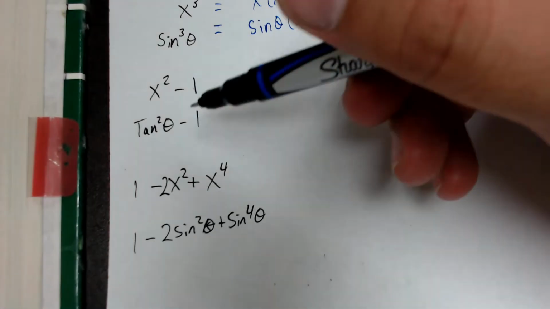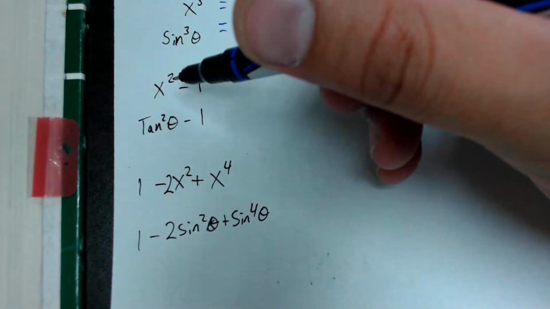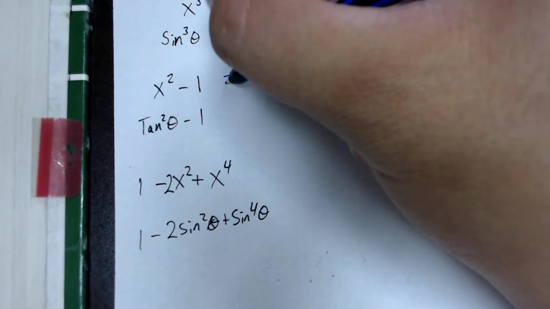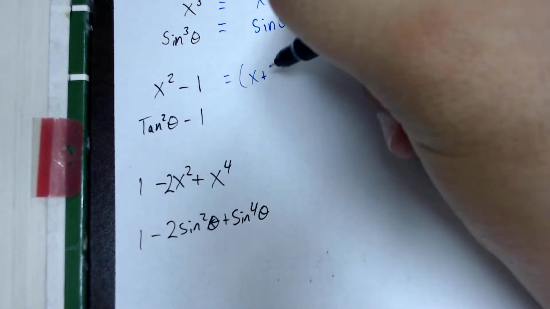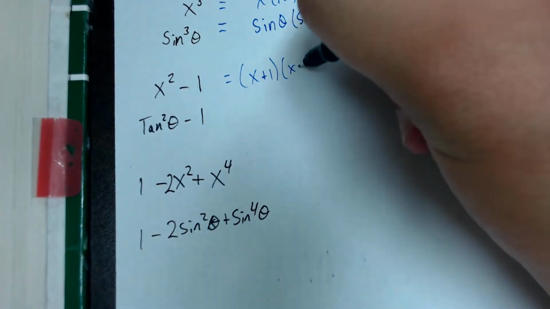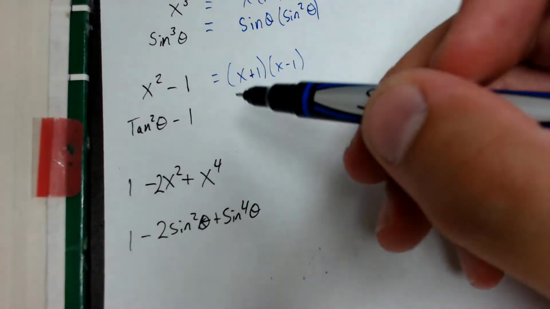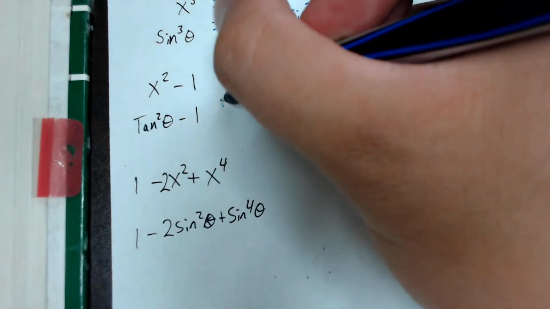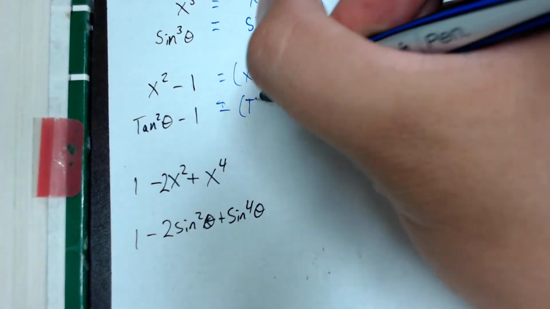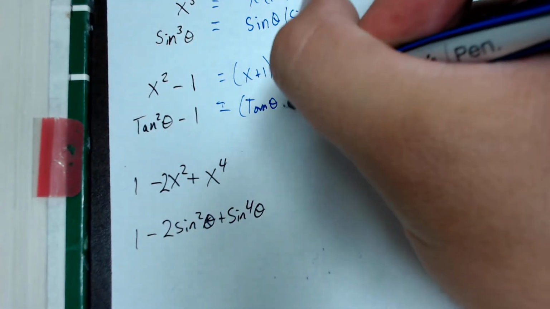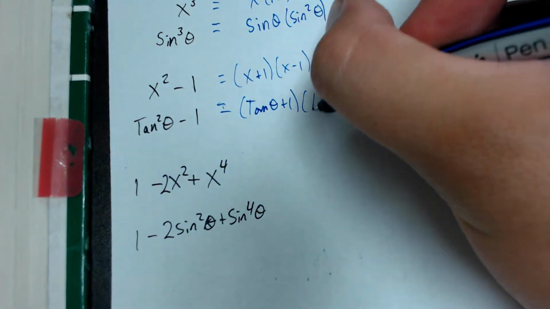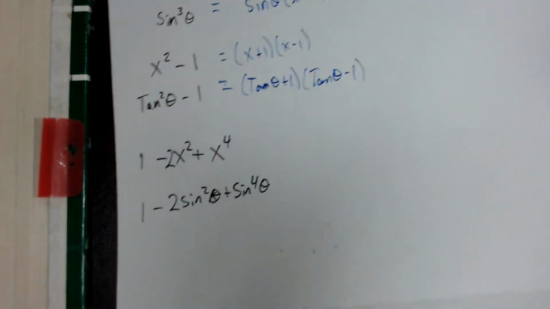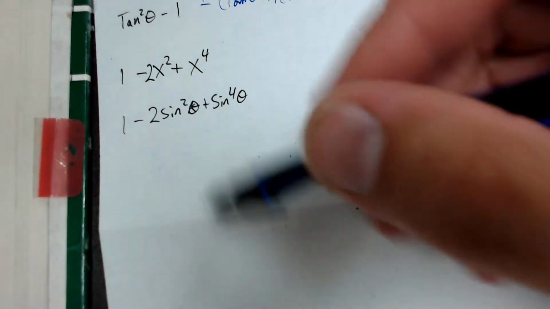Okay, we take the same thing to the difference of squares. So here we have x squared minus 1, both square numbers. The difference of squares would mean that this is going to equal x plus 1 times x minus 1, right? Same thing here. Tangent squared of theta is a square, 1 is a square, so this would factor into tangent of theta plus 1 times tangent of theta minus 1. Difference of two squares.